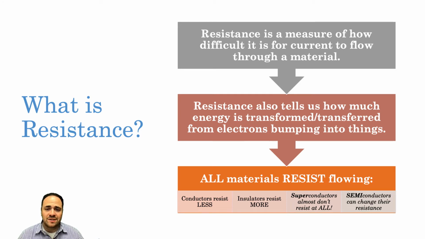All materials resist the flow of electrons. Conductors resist a lot less. Insulators resist a lot more. Superconductors resist not at all. You get them cool enough, you cool their temperature down enough, and there is no resistance. Semiconductors can actually change their resistance.